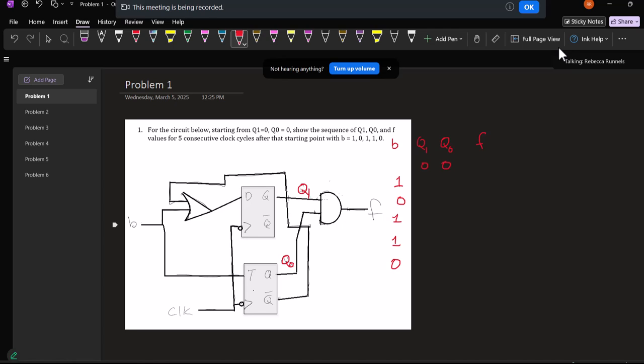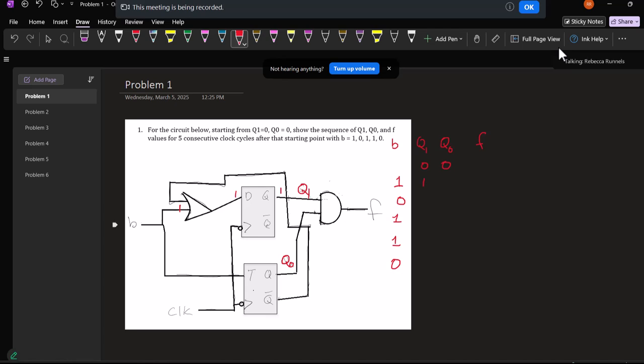Okay, so when we start, we're saying B equals 1. So for B equaling 1, it doesn't really matter what the other value is for the OR gate, because for an OR gate, as long as one of them is 1, then our answer is going to be 1. And this is a D flip-flop, and Q follows D, and so Q will be 1. And so Q1 is going to be 1.